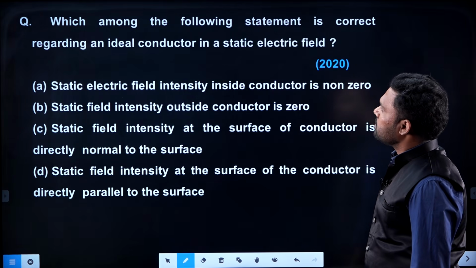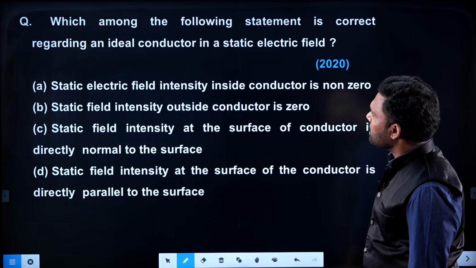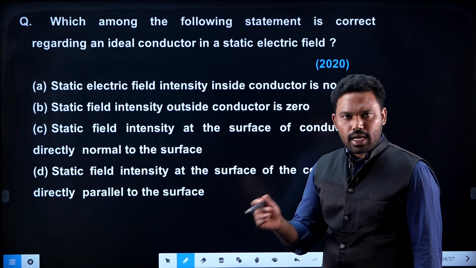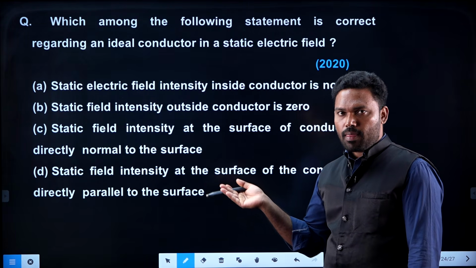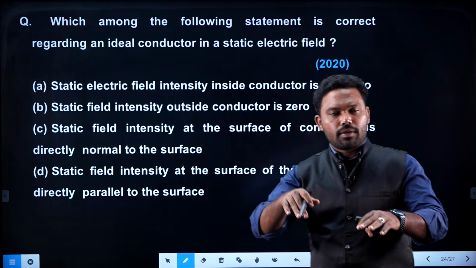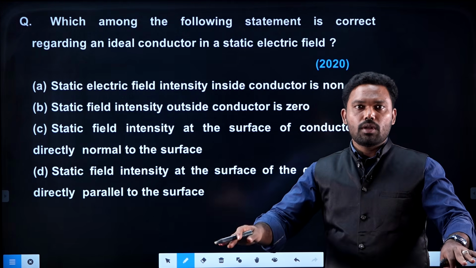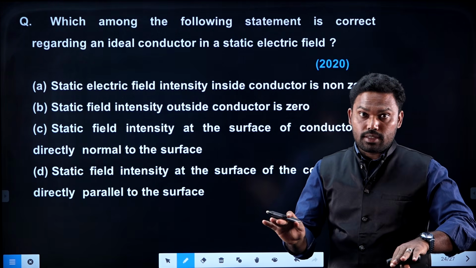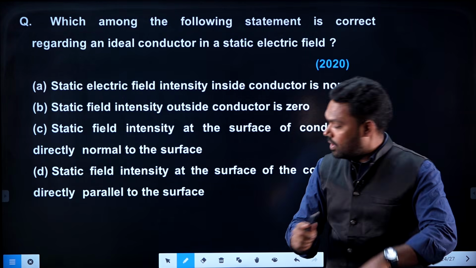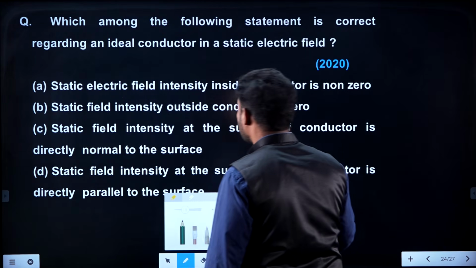Which among the following statements is correct regarding an ideal conductor in the static electric field? So, it is a theory question again. If it is a static electric field, inside the perfect conductor the electric field is 0. On the conductor, the electric field exists, but in the normal direction, fine.